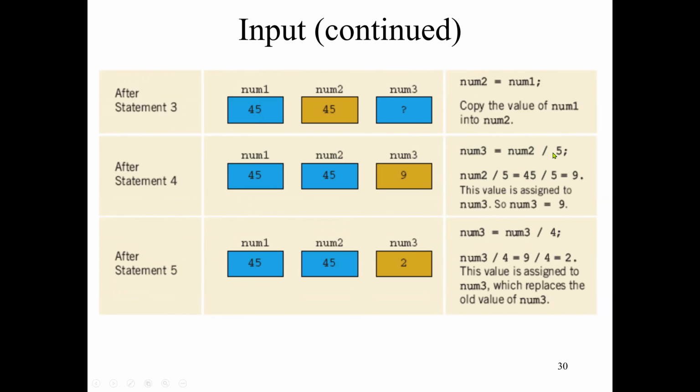Then we say num2 divided by 5, and we assign it to num3. num2 is 45, and 45 divided by 5 will give us 9. Then we know num3 is 9. Now 9 divided by 4: again, 9 is an int and the value 4 is an int, so we are going to lose the decimal part. Our answer will be only 2. So at the end here, num1 is 45, num2 is 45, and num3 is 2.